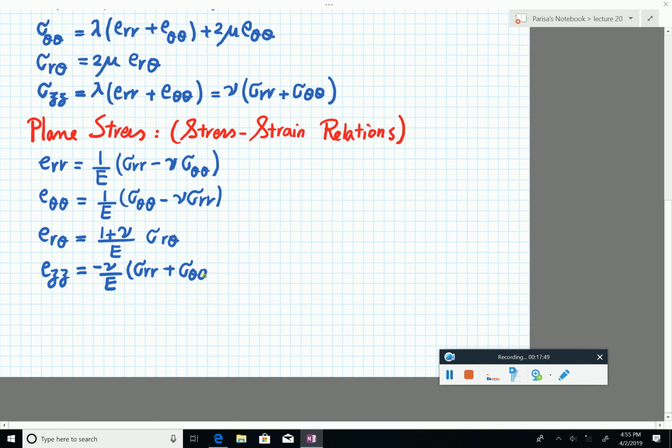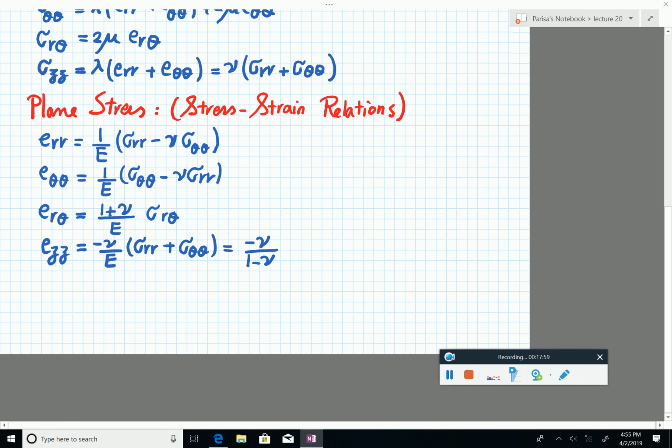Making sure you are awake. Yeah, we saw that you can write the strain in terms of the stresses and also in terms of the other two strain components, just like in the Cartesian coordinate system, we can do it here too.